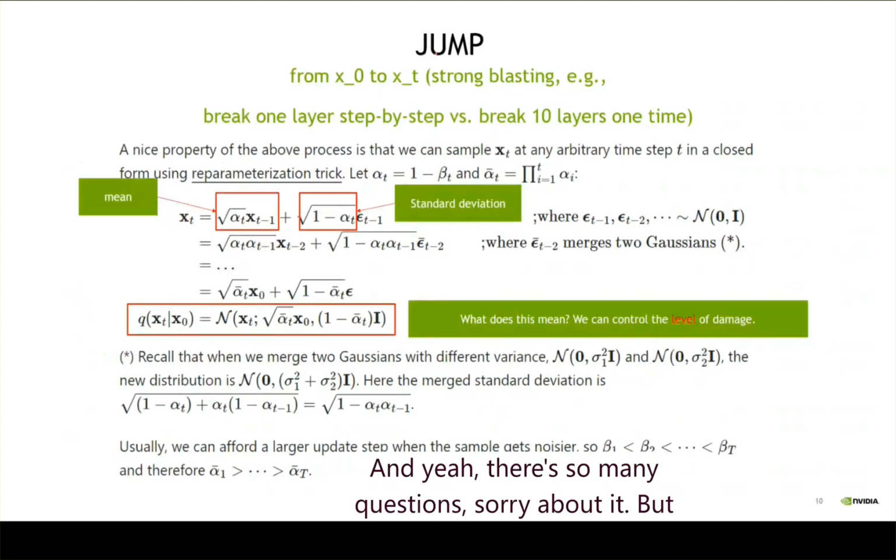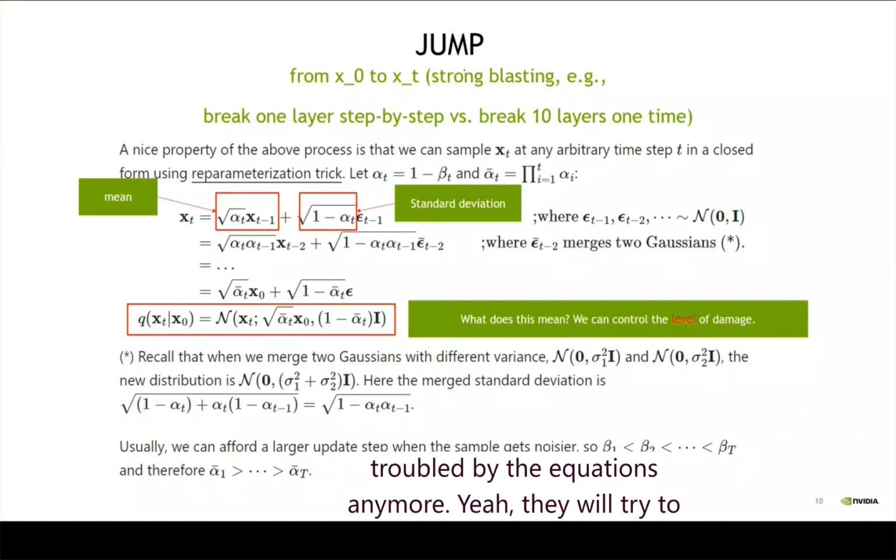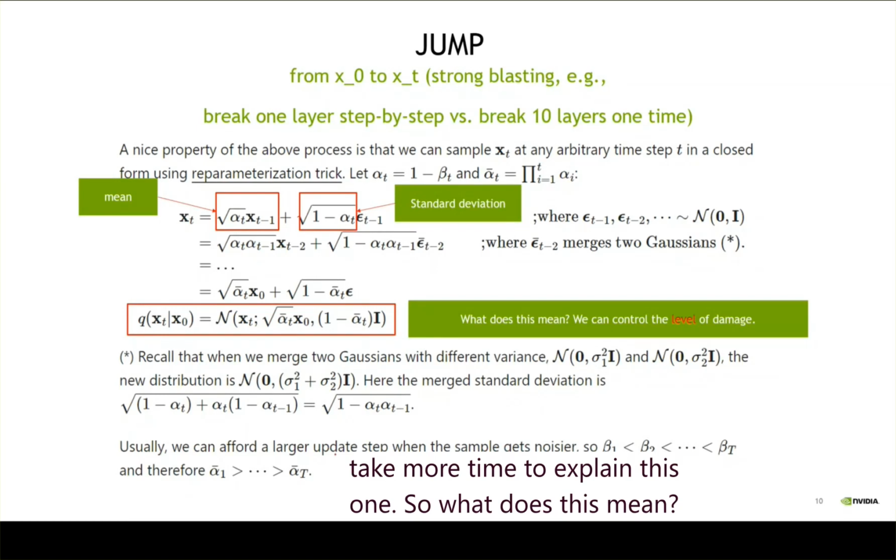And yeah, there's so many equations. Sorry about it. But if you take one time to understand all this, you will never be troubled by the equations anymore. I will try to take more time to explain this one. So what does this mean?